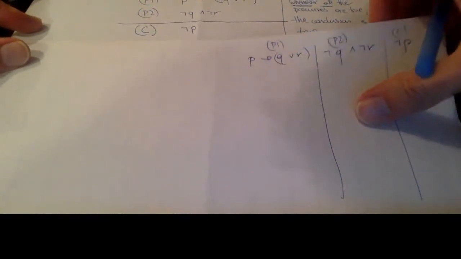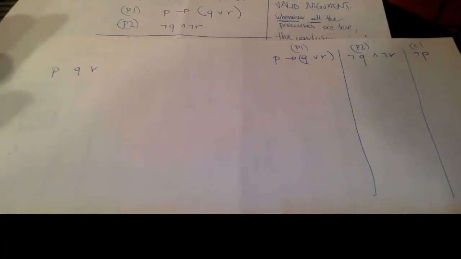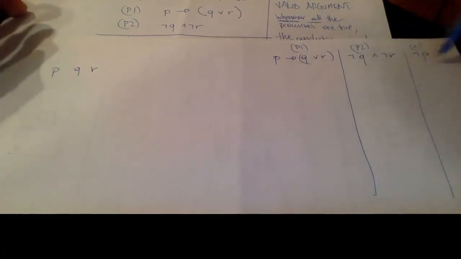Now, before we get to that, however, we need to proceed with simpler steps, and namely, we need to look at the atomic formulas that occur in our premises and conclusion. There are three such atomic formulas, and I'm going to list them here. So we have P, we have Q, and we have R. These are our three atomic formulas. There are no other atomic formulas here to consider.